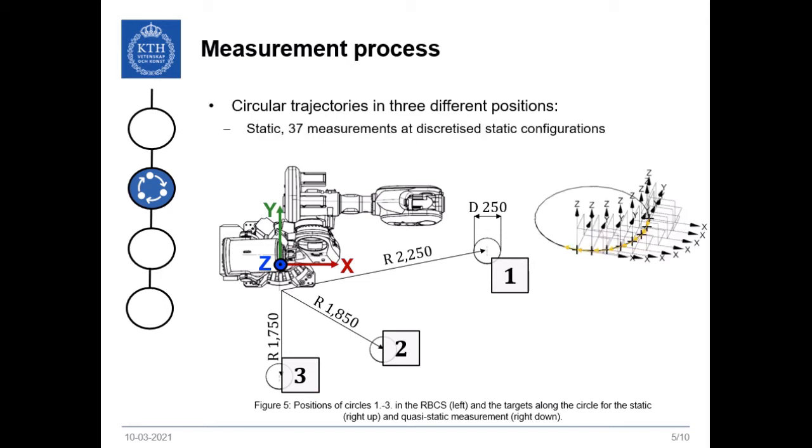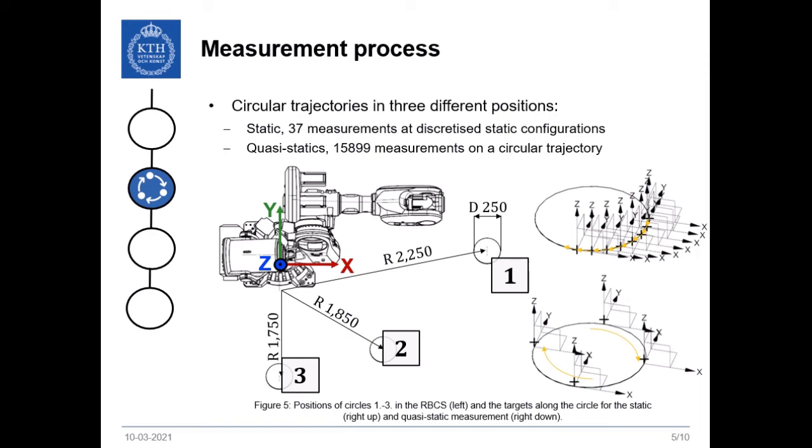For the static measurement, the manipulator moves to a static configuration, then the robot is loaded with a force, then the robot is unloaded. Finally, the robot moves to another static configuration, then the procedure is repeated. The static measurement measures static deflections at 37 index positions along a circular trajectory. This is indicated in the circle in the right-hand side in the top corner.